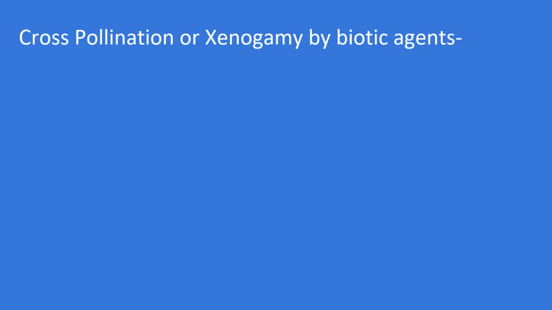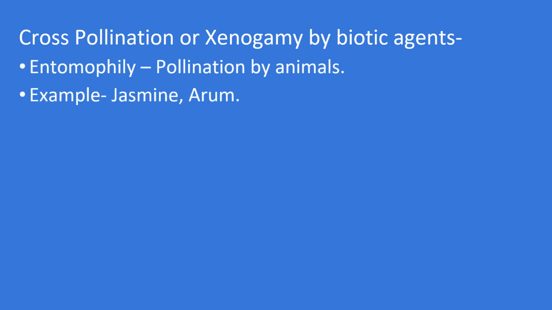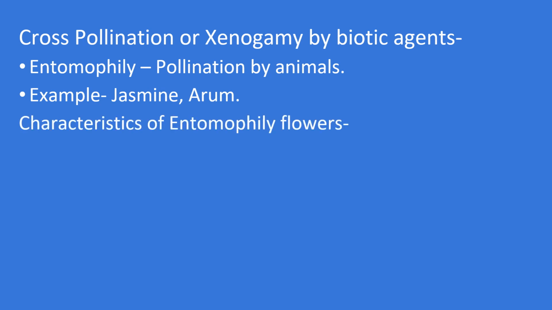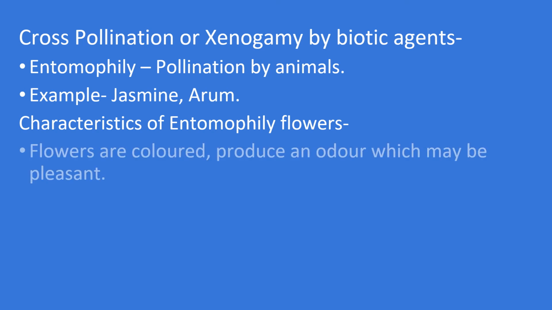Cross-pollination or xenogamy also occurs by biotic agents. First is entomophily. It is pollination by animals. Examples you will find are jasmine and arum. The characteristics of entomophilous flowers are that they are very colorful to attract animals, and they also produce an odor which attracts animals, and the odor is always pleasant. Nectar is also secreted.